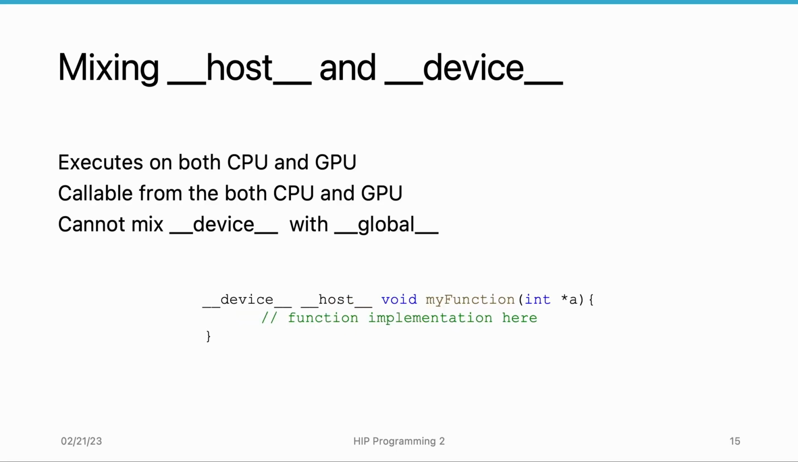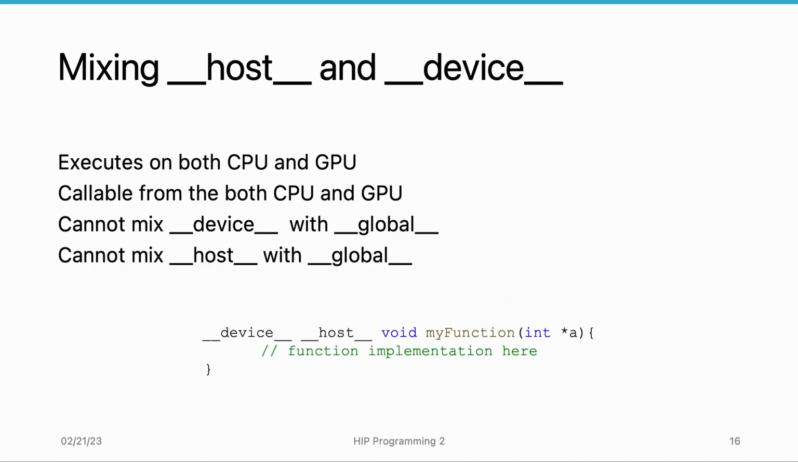On the other hand, it is impossible to combine the device qualifier with the global qualifier, because the global qualifier is used to specify a kernel function that will run on the device in parallel, but the device qualifier is used to specify a function that is executable only on the device as one thread. Combining these two qualifiers in the same function declaration can lead to confusion about the intended behavior and execution target of the function.